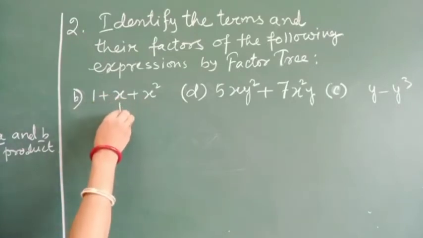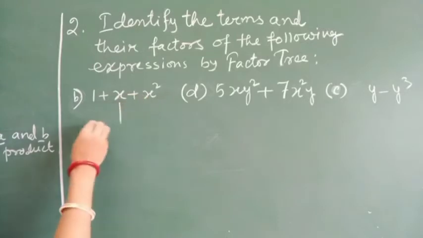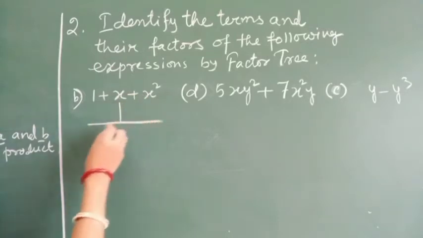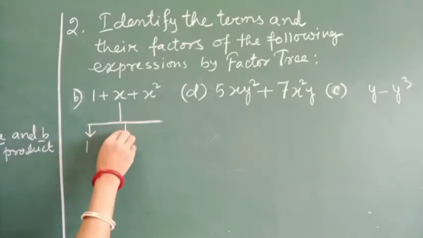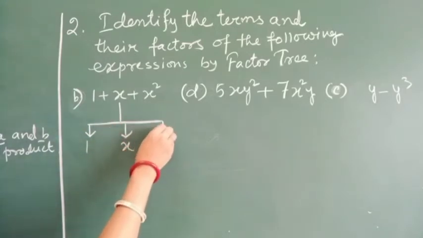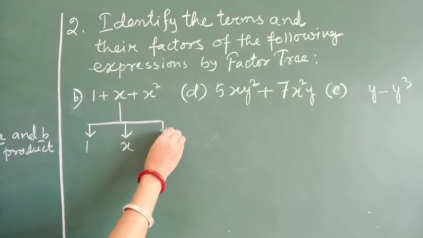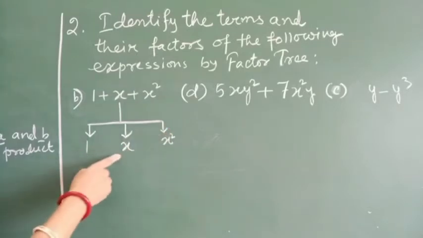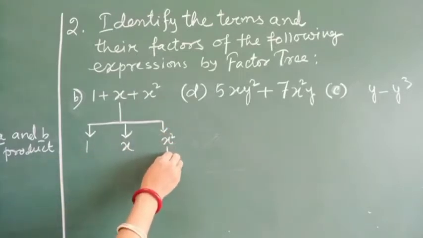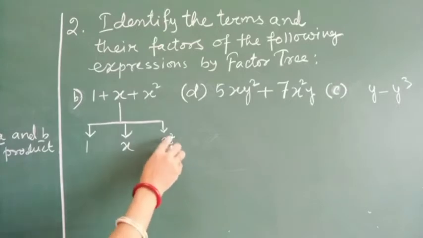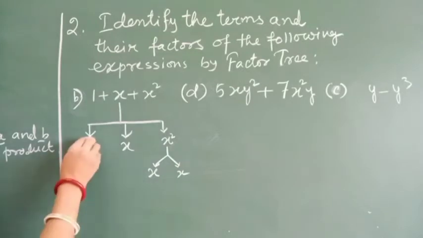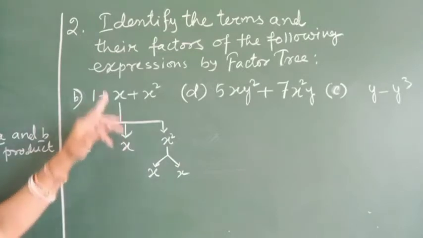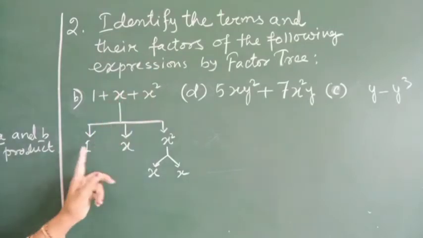If this is the expression, then how many terms are there? Three terms are there. One term is 1, second one is x, third one is x square. Here they are single, so there is no need to expand them more. Now x square means x and another x. So these are the factors.